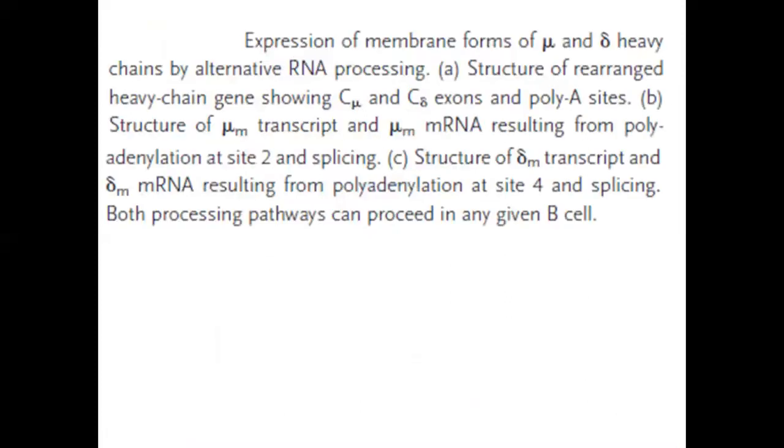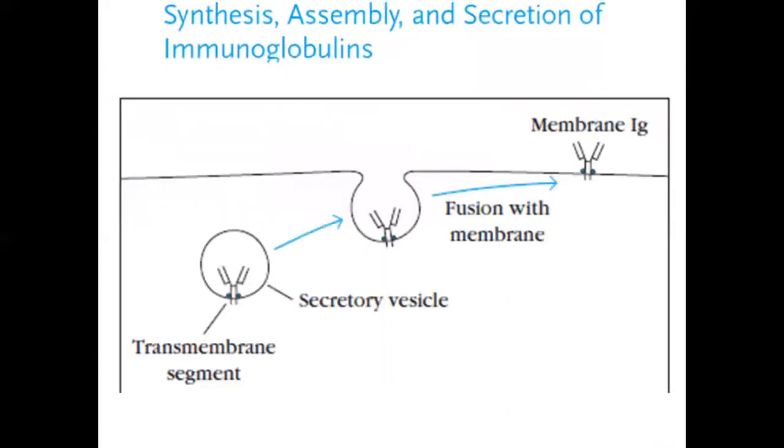So this is how the IgD and IgM are expressed. Next, synthesis, assembly and secretion of the immunoglobulins. So this is for the transmembrane. The transmembrane segments are present in the secretory vesicle, which fuses with the membrane, so it is targeted to the membrane. This is how the transmembrane or membrane-bound immunoglobulins are formed.